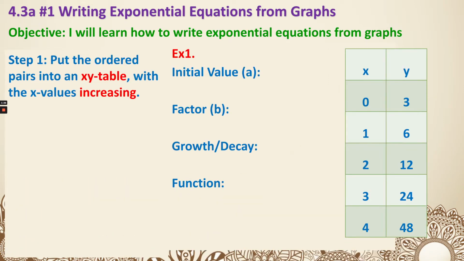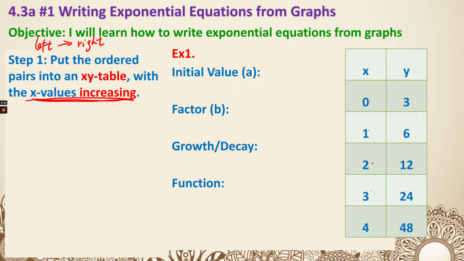Example 1. Step 1. We're going to put the ordered pairs into an XY table with the x values increasing, which also means you have to read your points from left to right on a graph. You can't just go for the y-intercept and then go backwards. That's not going to work. For example 1, 2, 3, you are given a table. So this is more for examples 4, 5, and 6 on the next lesson. So this is already put into the XY table with x values increasing: 0, 1, 2, 3, 4.